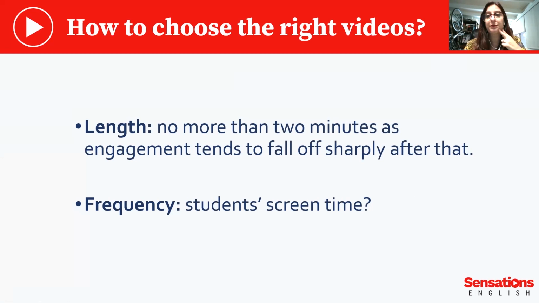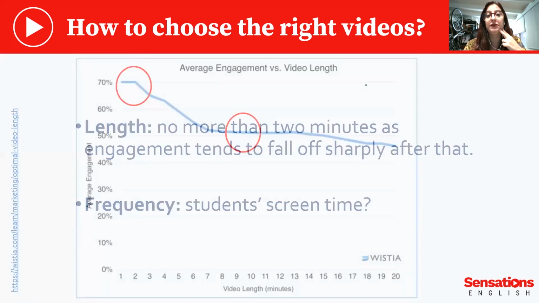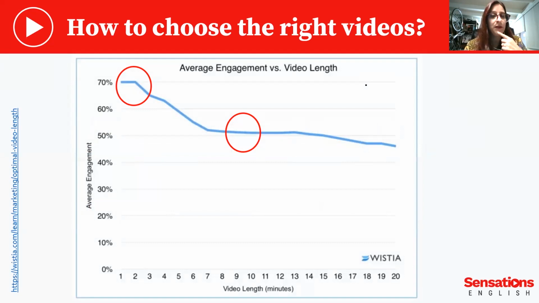The next two criteria for choosing, oh, sorry, not yet. I found this lovely graphic in a research study that shows, if you look at the first circle, that from 1 minute to 2 minutes, engagement is steady at 70%. And after that, it starts falling dramatically. And then at about the 6 minute mark, it levels off until the 12th minute. So what can we learn from the statistics about engagement and the length of a video?